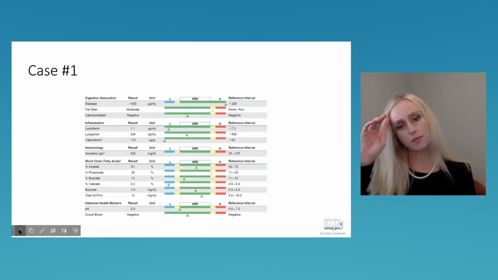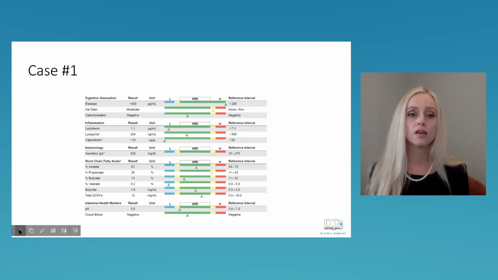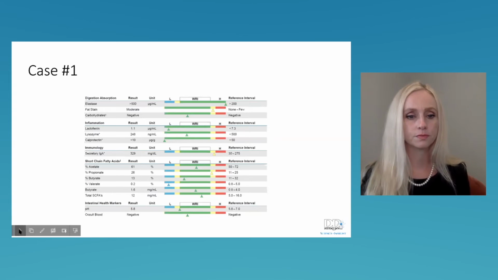Last piece of information here, we see the intestinal health markers, pH, and occult blood. For this patient, the pH is lower, so definitely a more acidic stool. So adding 8 to 10 grams of soluble fiber per day is really going to help improve that as well, okay? It's lower, within normal limits, but we're going to look at everything together.